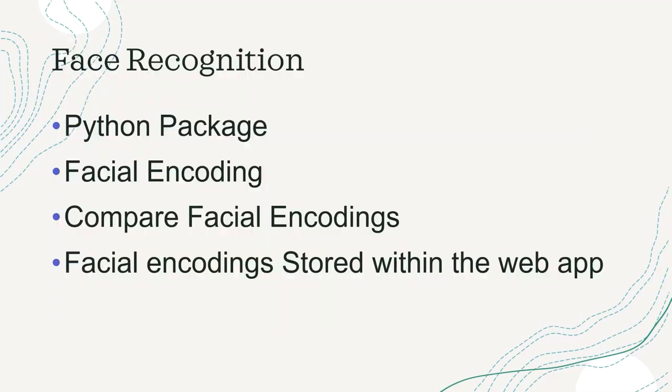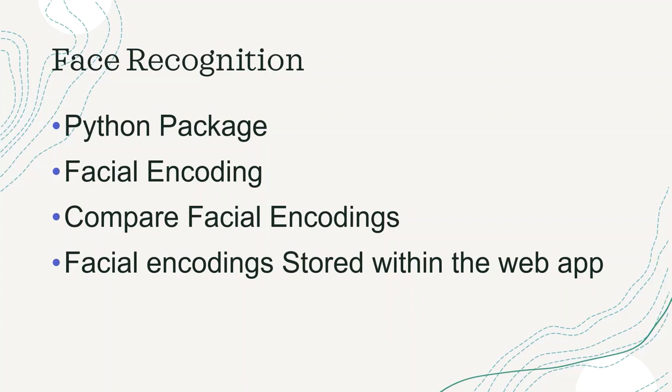In order to incorporate facial recognition into my project, I used a Python package aptly named Face Recognition. This package allows you to take in a picture and to extract the useful information about faces in that picture. This information is then stored in a NumPy array and is referred to as a facial encoding. You can then compare two facial encodings to determine whether or not they represent the same person.